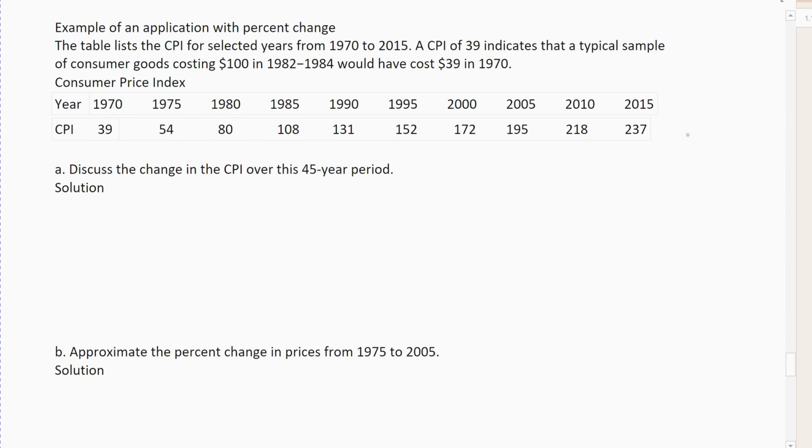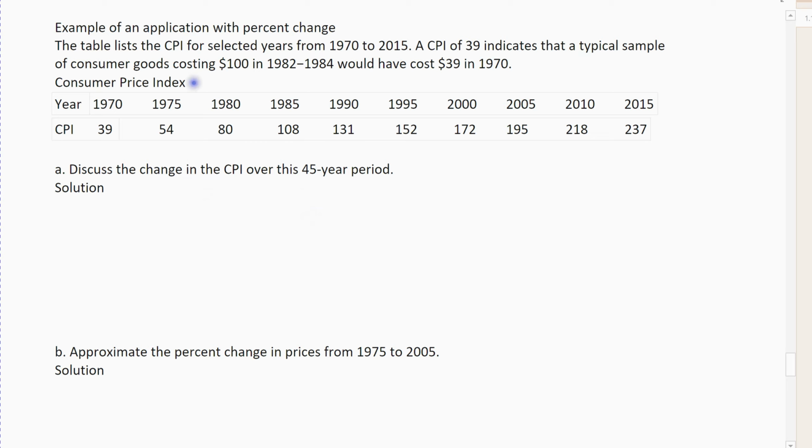Alright, so what the consumer price index indicates, it's a typical example for goods. Alright? So, again, what it would cost versus, so sort of talking about inflation, the increase in prices over the year. Right? So, just the first one's just asking you to describe what's happening to the consumer price index over time, what is this table telling you?